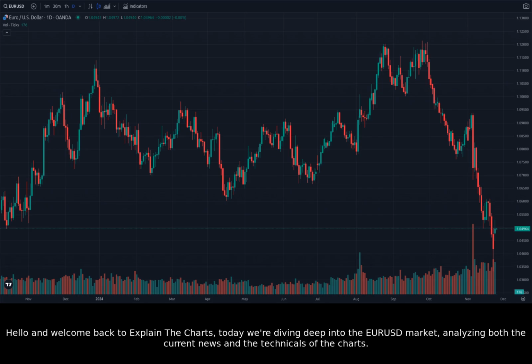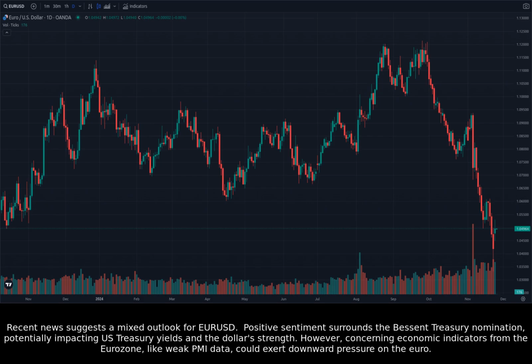Today we're diving deep into the EURUSD market, analyzing both the current news and the technicals of the charts. Recent news suggests a mixed outlook for EURUSD. Positive sentiment surrounds the Besant Treasury nomination, potentially impacting U.S. Treasury yields and the dollar's strength. However, concerning economic indicators from the Eurozone, like weak PMI data, could exert downward pressure on the euro.